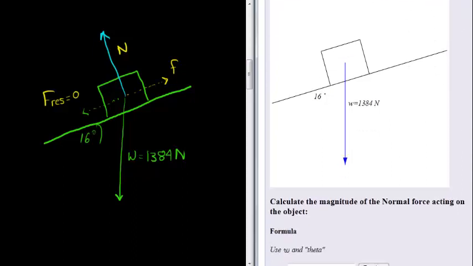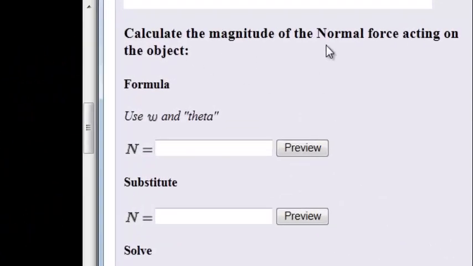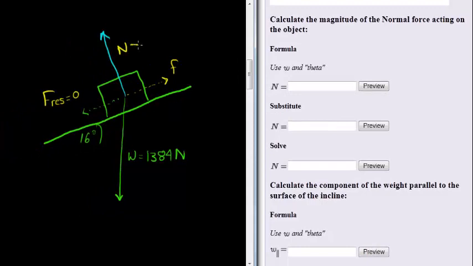Okay, so the first question they ask us is to calculate the magnitude of the normal force acting on the object. Notice here how they ask for the magnitude, not the direction, simply the magnitude. They didn't ask us to calculate the normal force, simply the magnitude of the normal force. Now we know that the magnitude of the normal force is equal to the weight perpendicular to the surface. So here's the weight that's perpendicular to the surface, and we know that it depends on that angle, which we know is 16 degrees, and it is the adjacent component of the weight in this right-angled triangle.